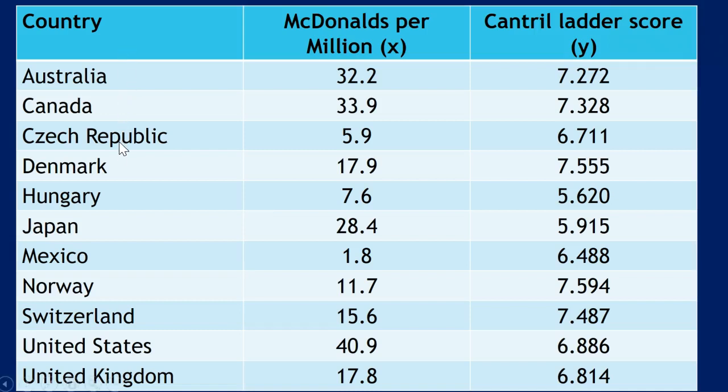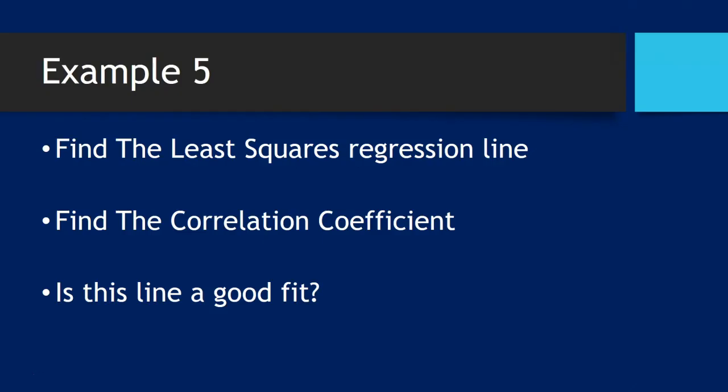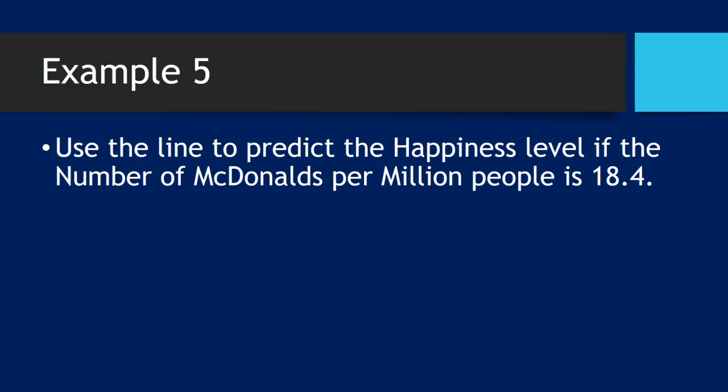So we're going to take the same 11 countries and the same Cantril ladder scores by default. But now my variable x is going to be the number of McDonald's per million people. So for instance, in the United States, we beat all other countries. There's almost 41 McDonald's per million people in the United States. Now I want you to input that data, stat edit, give the least squares regression line, give the correlation coefficient, state if it's a good fit or not, and then use the line to predict the happiness level, in other words the Cantril ladder score, if the number of McDonald's per million people is 18.4.